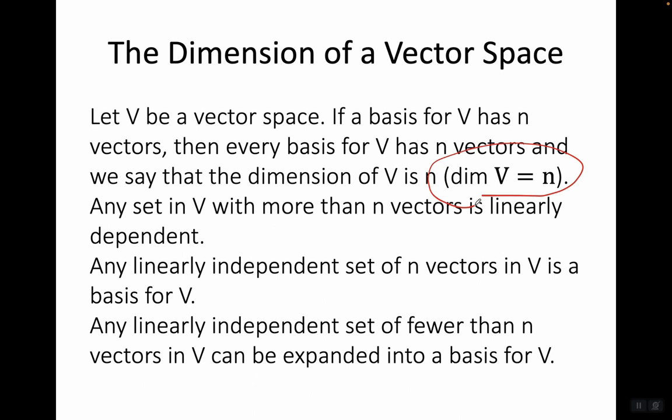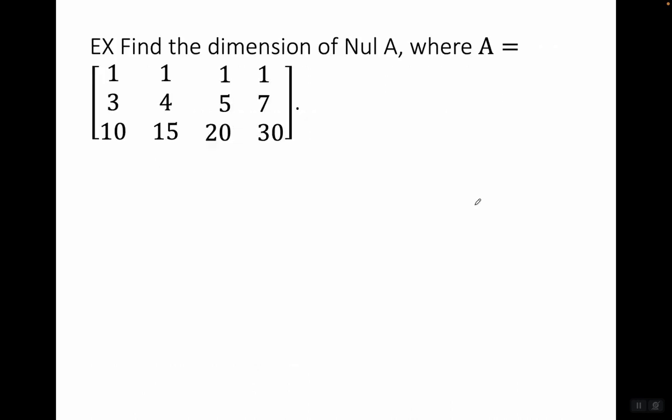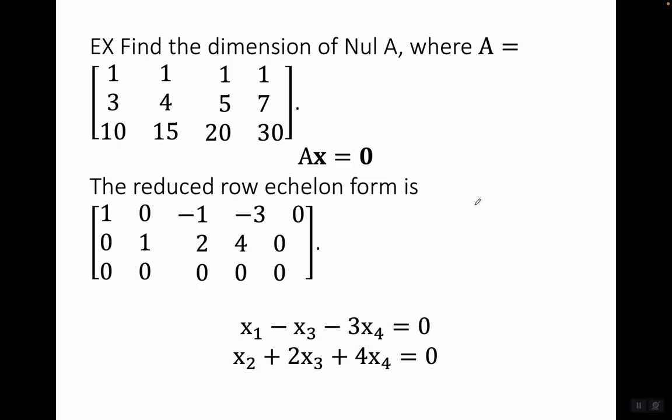Any linearly independent set of fewer than n vectors in V can be expanded into a basis for V. Find the dimension of the null space of A where A equals this matrix. We know how to solve that. We're basically trying to solve AX equals 0. The reduced row echelon form of this matrix looks like this.